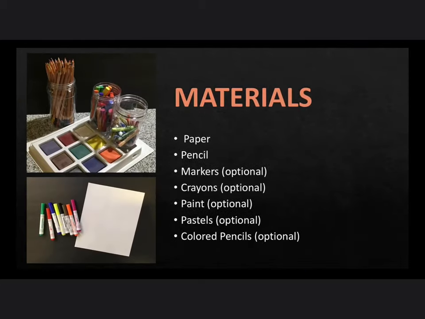Because our project is a drawing, some of the materials are optional. You will need something to draw on, whether it's a piece of paper, the back of an envelope, a brown paper bag, or anything you can find to draw on. I recommend using a pencil so that if you make a mistake, you can erase it. And then if you'd like to add color to your picture, you're going to need markers, crayons, paint, pastels, or colored pencils.